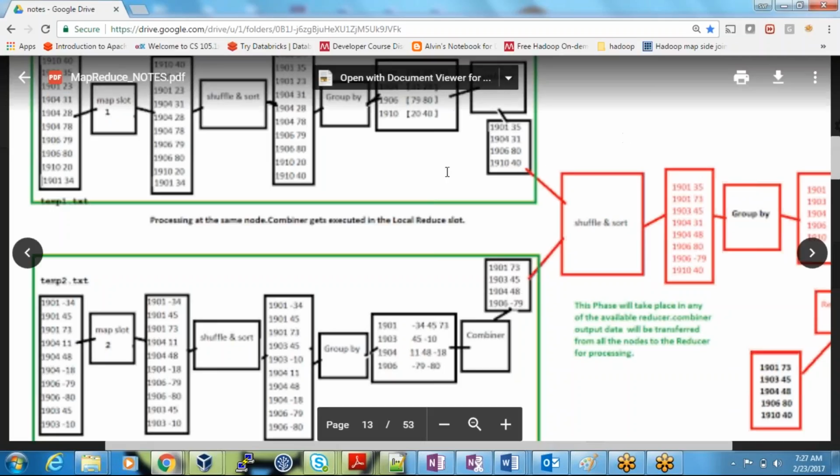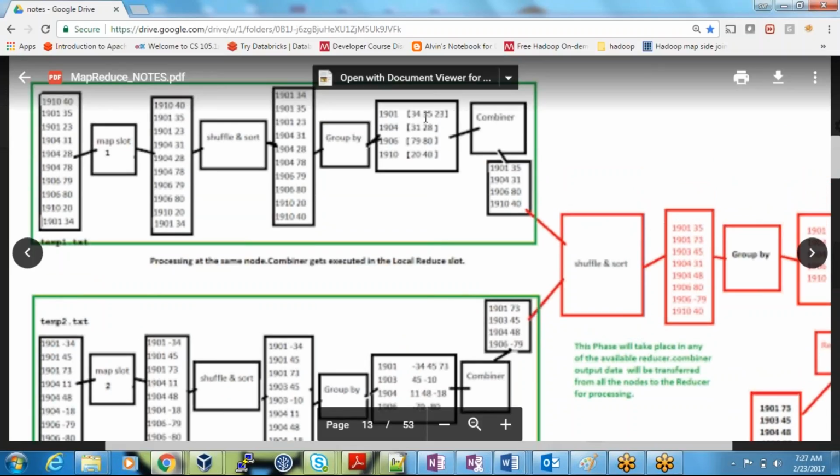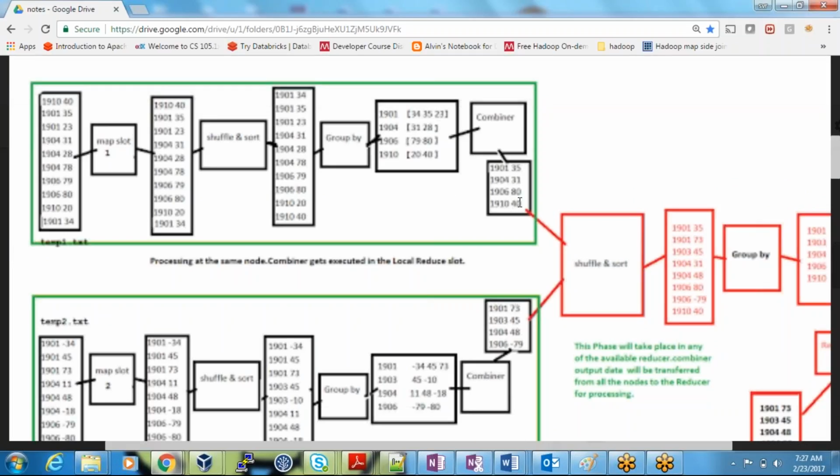Look here, if I didn't use the combiner, for 1901 I was supposed to send 1, 2, 3, 4, 5, 6, 7, 8, 9, 10, ten values. But instead of sending 10 values for mapper 1, I'm sending only 4. It means I have reduced it, almost 60%. Again, it's based on the number of key value pairs, so don't consider 60%, 30%, 40%. There's no fixed percentage. I'm showing that I have reduced the number of key value pairs being transferred.